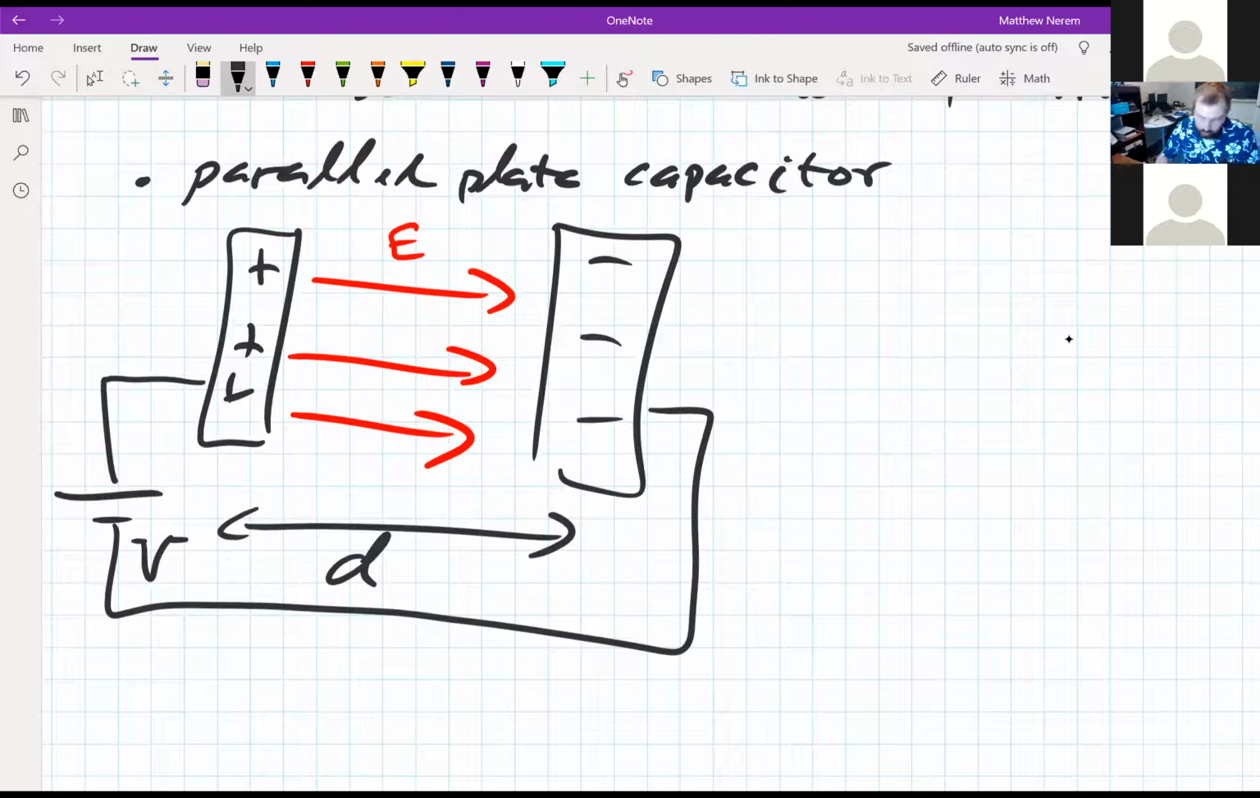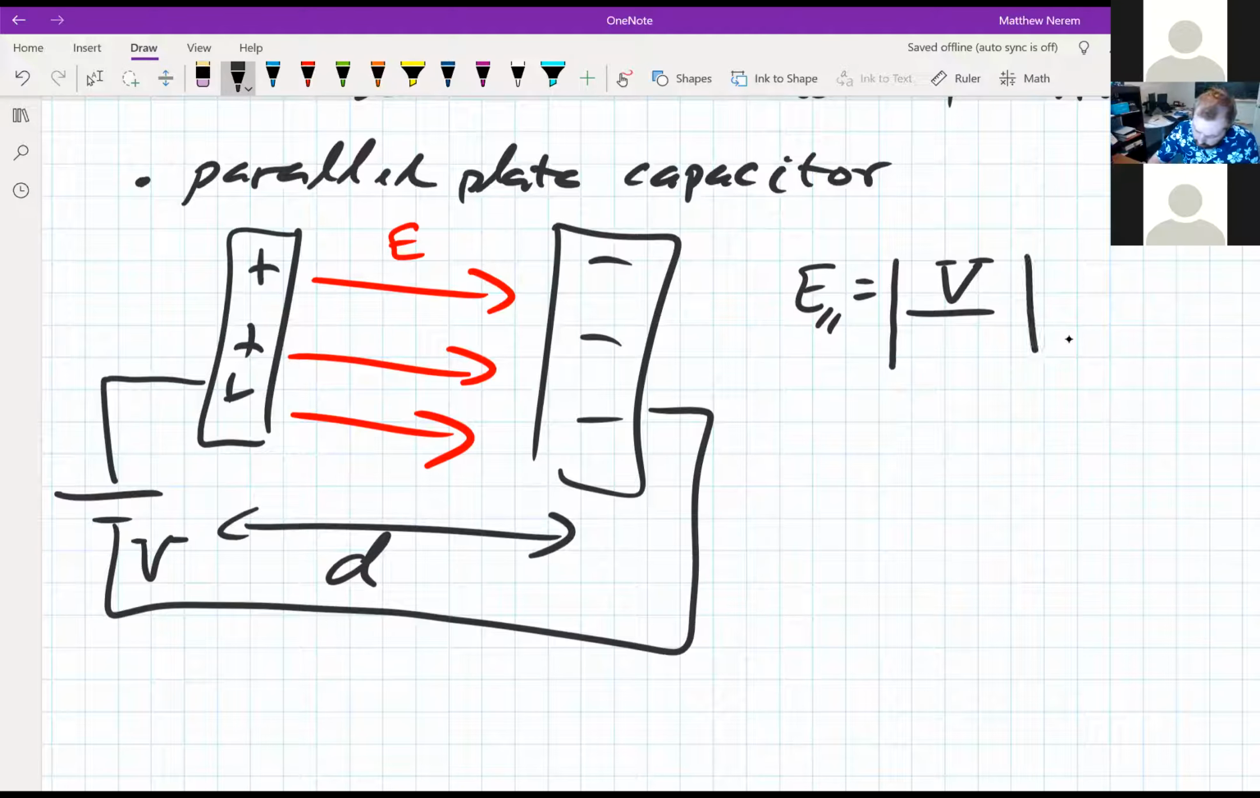Some things we can say. Well, we can say that the electric field, I'm going to use dash dash to represent parallel, right, is minus V. Well, let's go for magnitude. I'm not going to worry about the details of the directions here, so I'll go for magnitude. The electric field inside a parallel plate capacitor is going to be given as the potential over the separation distance.